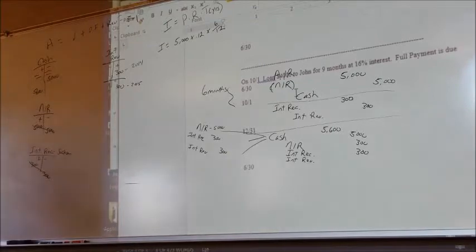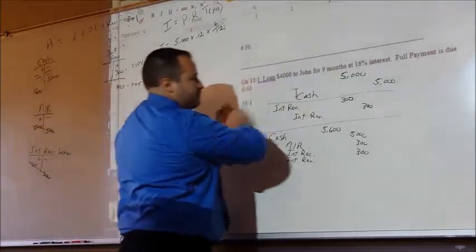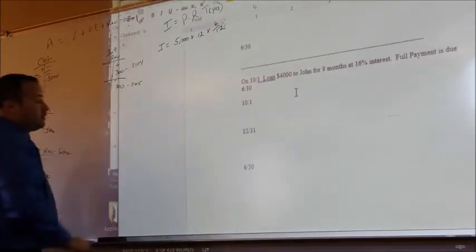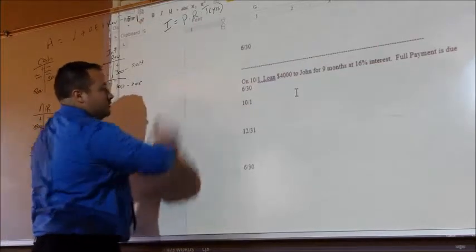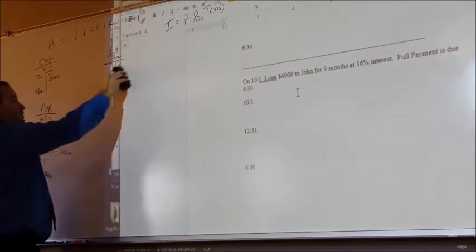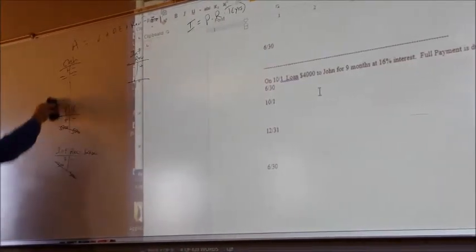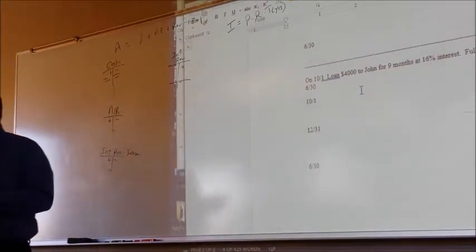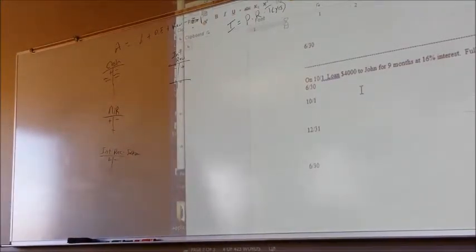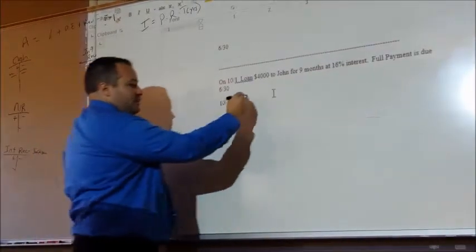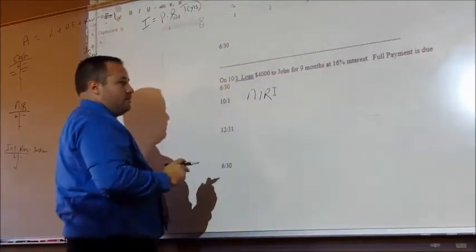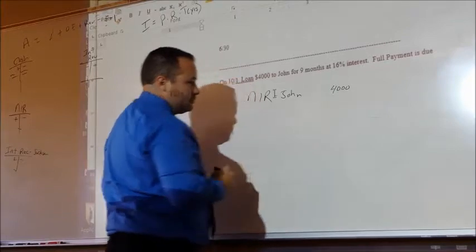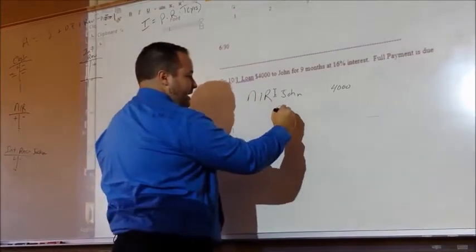Okay, let's do the second one, very similar, except this is a 9-month loan. The first one should be the easy one. It's just like the first one on the other one. The customer gave me, what did I get? A note receivable from John for $4,000 because I gave them cash.